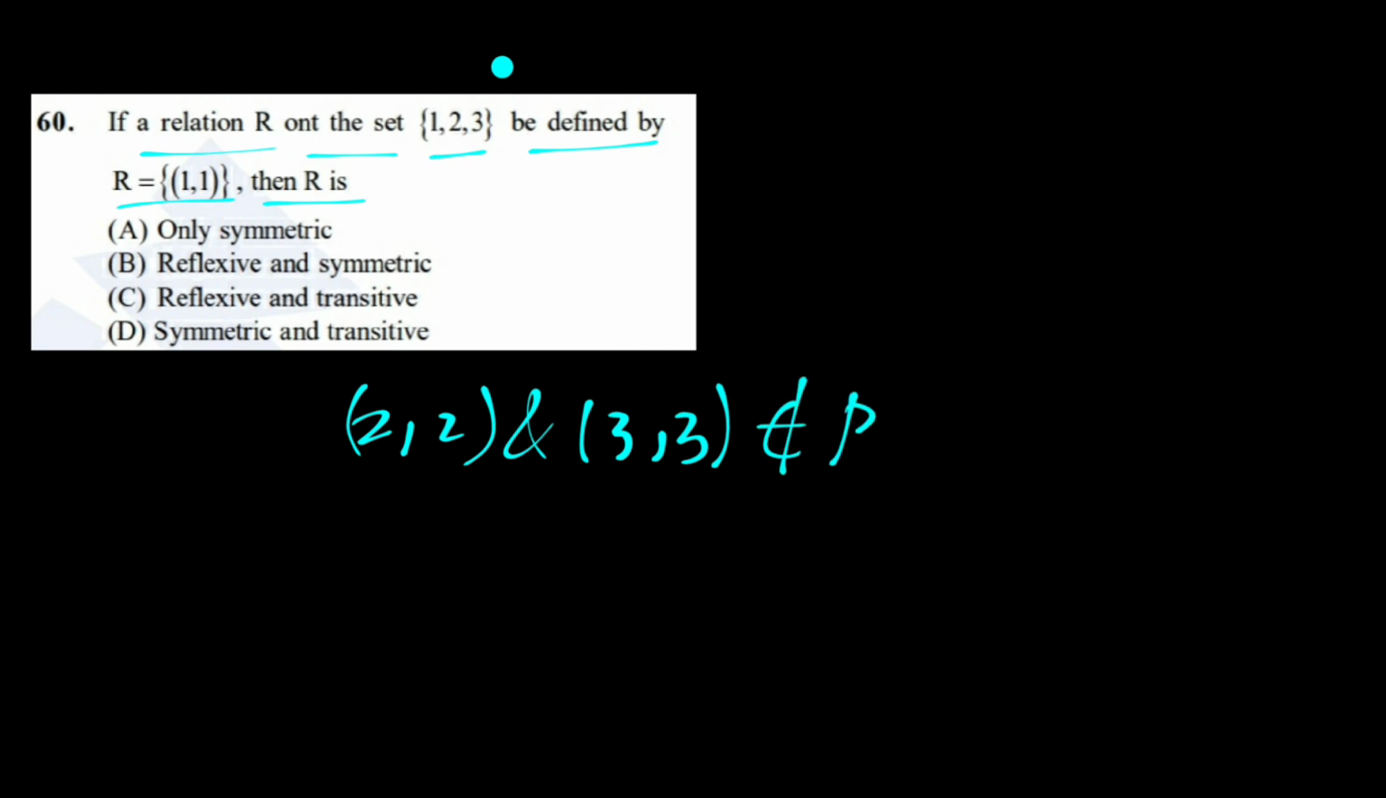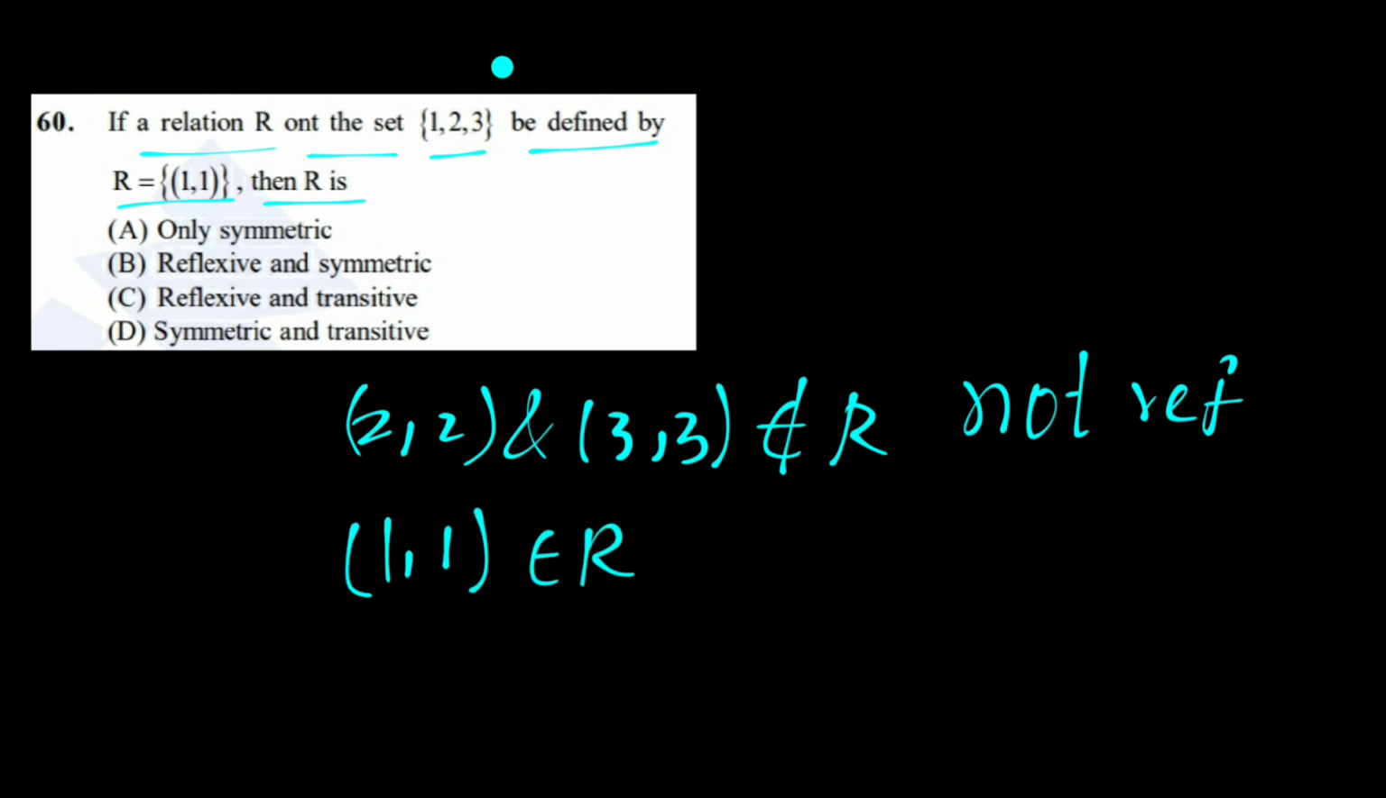Next, problem number 60. If a relation capital R on the set {1, 2, 3} is defined by R is equal to {(1, 1)}, then R is reflexive, symmetric, transitive is asking. So first you observe (1, 1) is there, but (2, 2) and (3, 3) do not belong to R. So it is not reflexive. Next, (1, 1) belongs to R. That implies if you take the reverse, (1, 1) again also belongs to R. So it is symmetric.